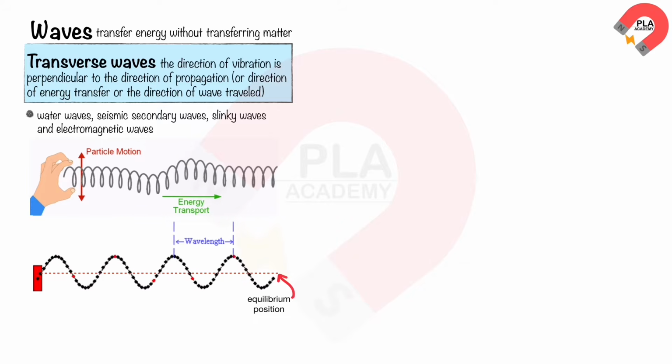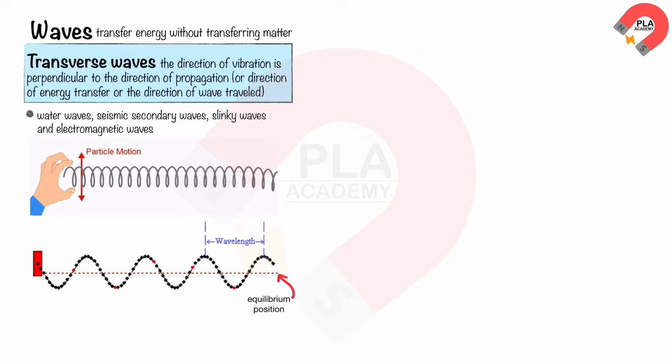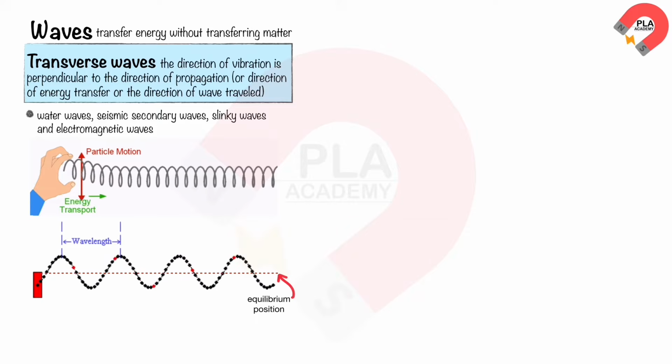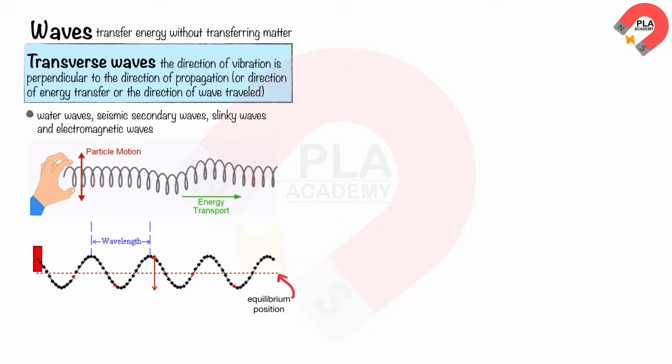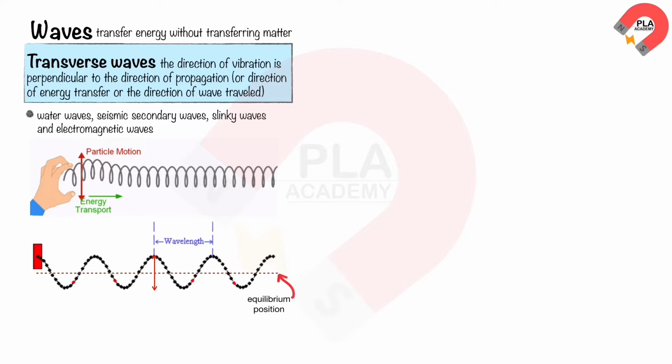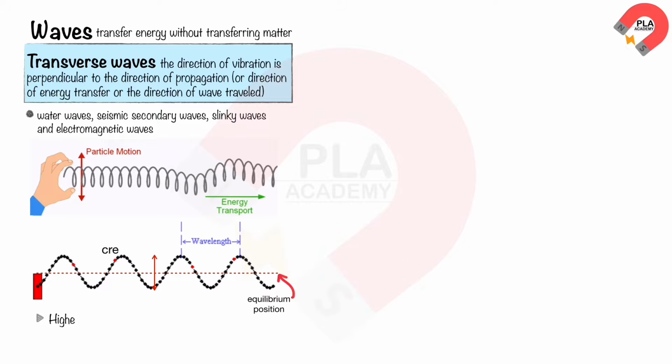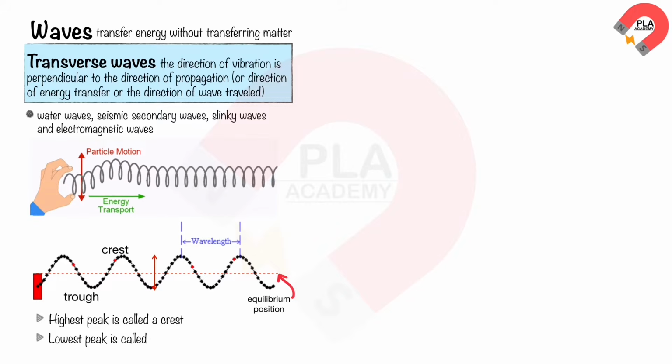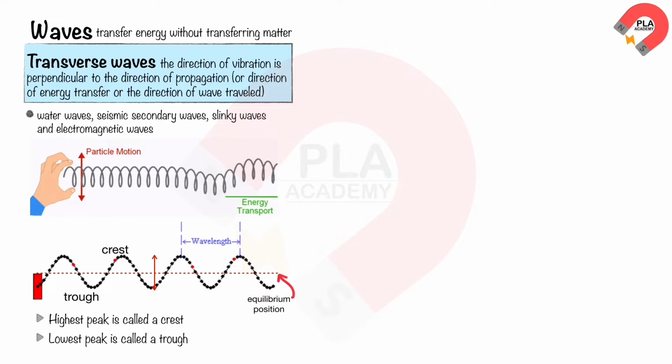When the wave vibrates for one cycle, it creates one wave that travels one wavelength. The red particle at the red arrow is moving up and down. This shows that a wave transfers energy without transferring matter. The highest peak is called a crest. The lowest peak is called a trough.